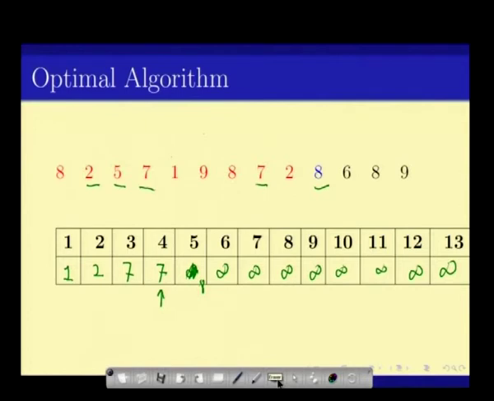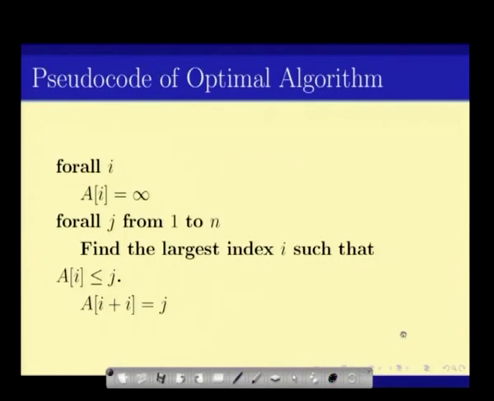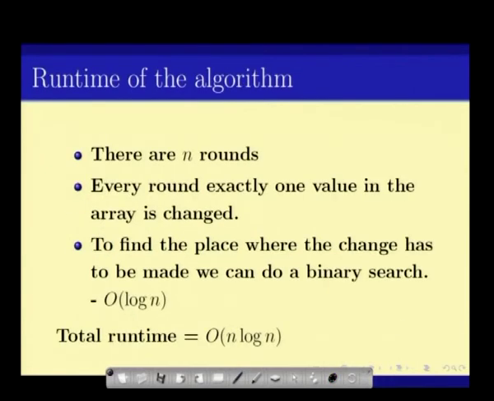In other words, we will be able to keep on updating this array every time. The idea is that every time we find the largest index i such that A[i] is less than or equal to the current element a_j, and update A[i+1] equal to a_j. The runtime of the algorithm is simple. We have n rounds. Every round we have to find the largest index whose value is smaller than the element we are looking at. For that we need to do a binary search, which takes order log n steps. So, in total the runtime will become order n log n, better than the order n square that we had.